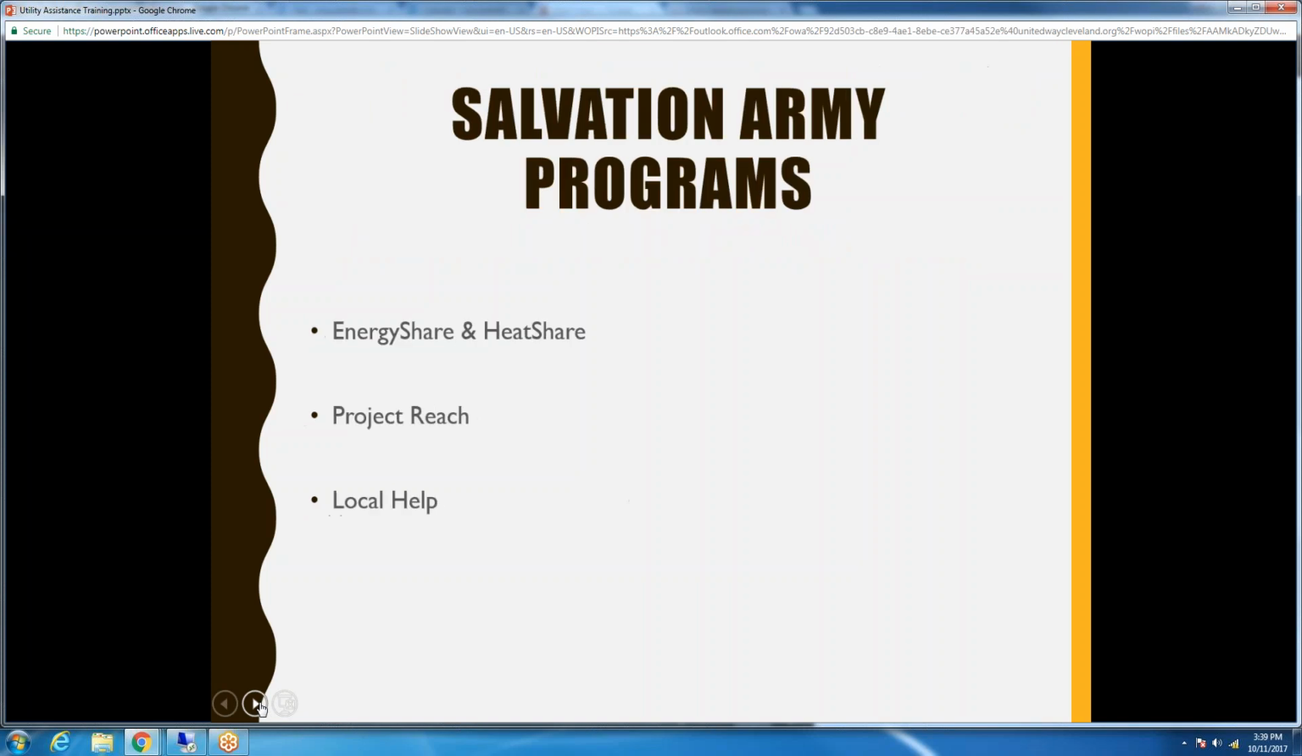Okay. Yeah, those are pretty straightforward. Now we're going to get into the Salvation Army programs. You'll notice Energy Share and Heat Share are listed with this, and although Energy Share and Heat Share are actually programs of the utility companies, an individual accesses the program through the Salvation Army.